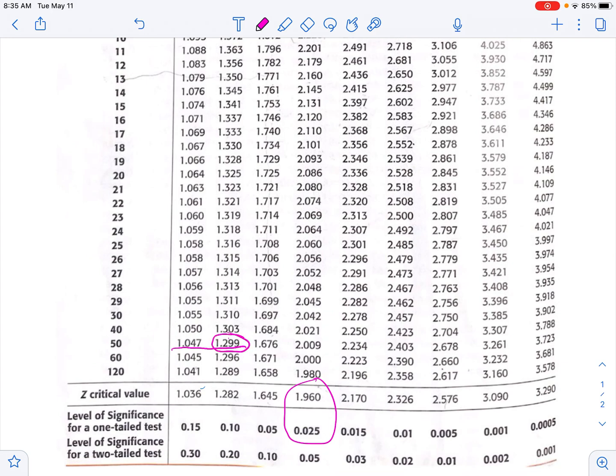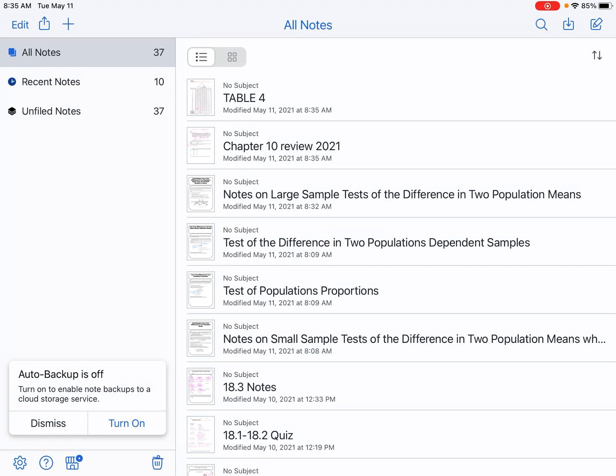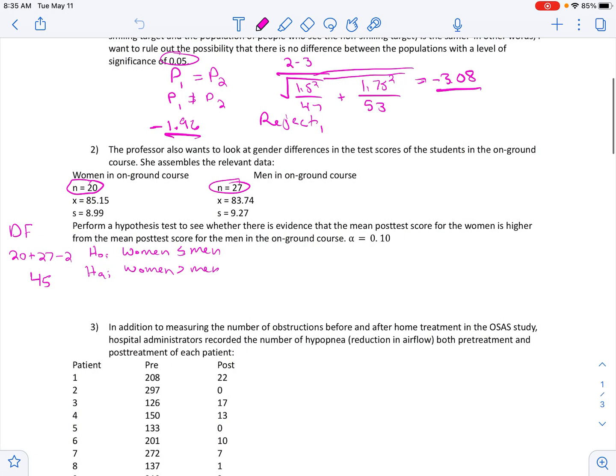So it's 1.299. So we're going to write that in there. So that's our alpha value, give us a t-score 1.299. So now we have to find the pooled variance. So we go to the equation.